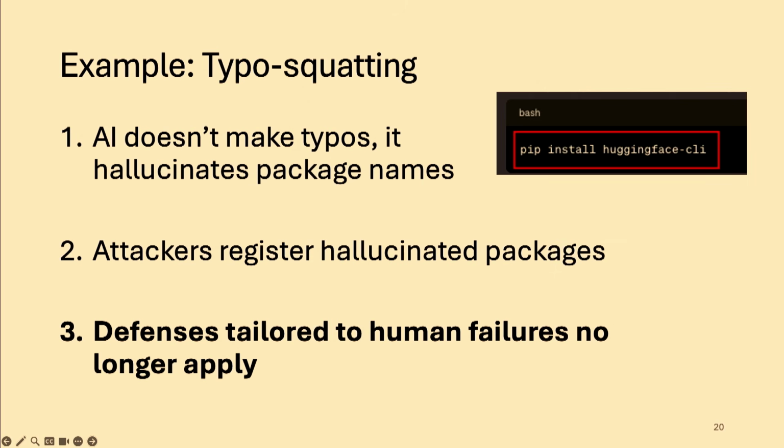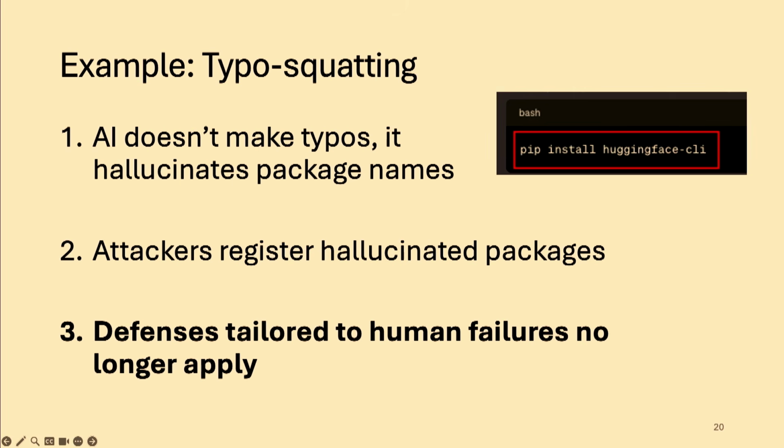AI models don't make typos because they don't type. Instead, they just sometimes hallucinate entire things. Like they might hallucinate a package name that doesn't exist. This was a very cool attack that some researchers had discovered early on with some of the early code models that didn't really have web search yet, and so they couldn't really verify things. From time to time, they would just hallucinate a package name, like Hugging Face CLI, which doesn't exist.